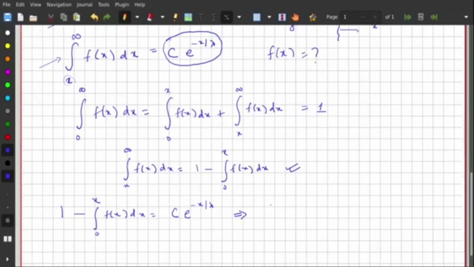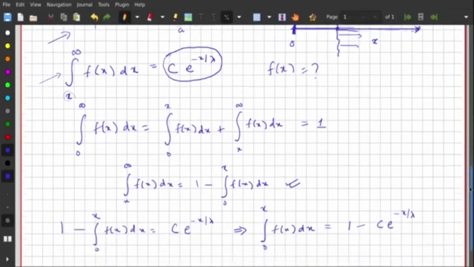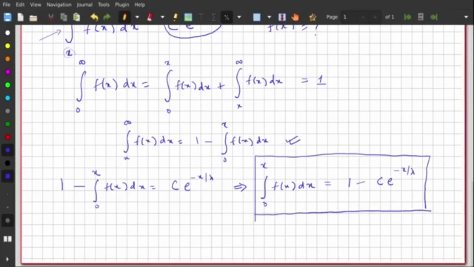So this could be written as the integral from 0 to x of f of x dx equals 1 minus c e to the power minus x over lambda. The entire point of changing the limits of integration from 0 to infinity to x is that from this we can compute what f of x is, because we can take the derivative of this equation, write a differential form, and figure out what f of x is.